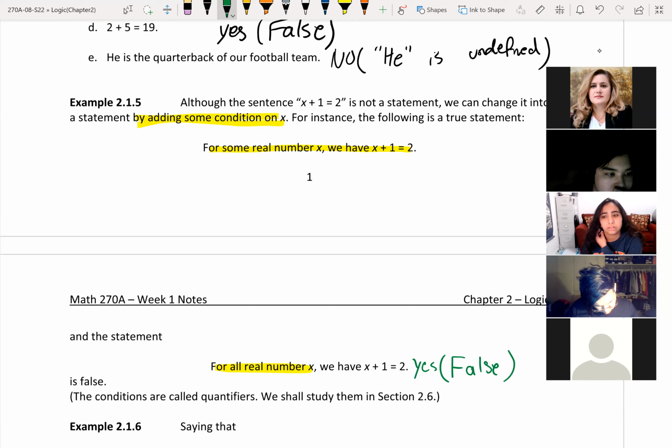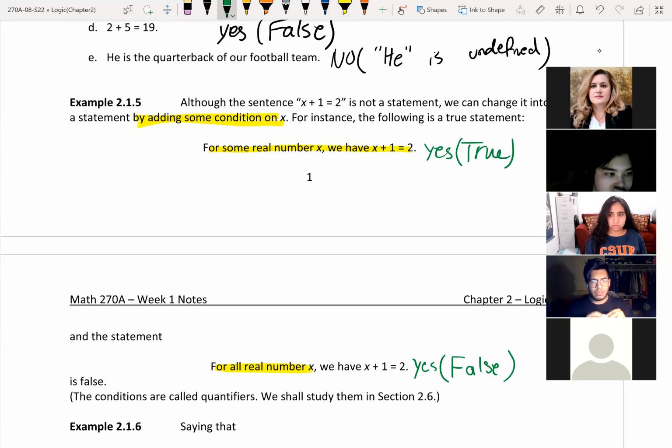The first one is true, and it's a proposition, right? Because there exists some x, x equals 1, for which the statement works. So when you say for some real number x, x plus 1 equals 2 is true. There exists one solution for that statement. And same thing when it says for all x's, it is false because it doesn't work for all x's, but you can decide whether it's true or false.